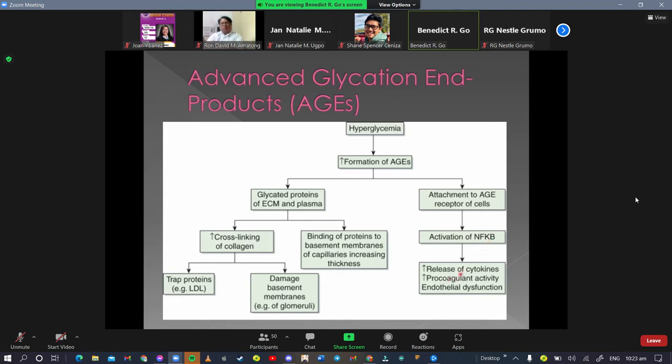Therefore, and we know that NF-κB is pro-inflammatory. So we don't really like too much inflammation. This is exemplified by the increased release of cytokines and increased procoagulant activity, therefore resulting in endothelial dysfunction.